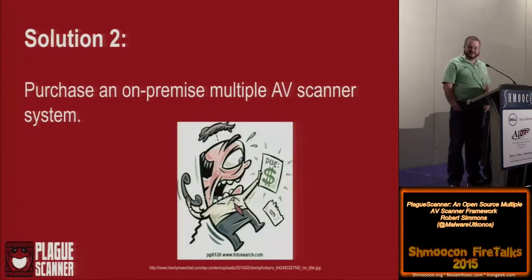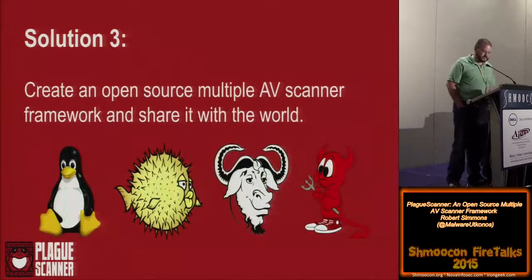The second solution is, and I'm also not going to point fingers at them, a very, very expensive on-premise multi-AV scanner. So it's very, very expensive. Unless you're a big company, that's another non-starter. So solution number 3 was the way that I took: create an open source multi-AV scanner framework and share it with the world.